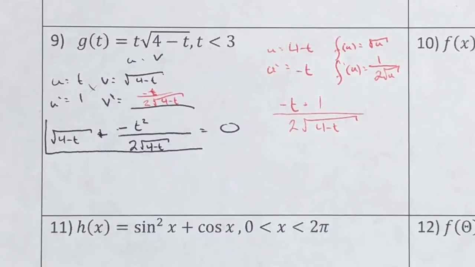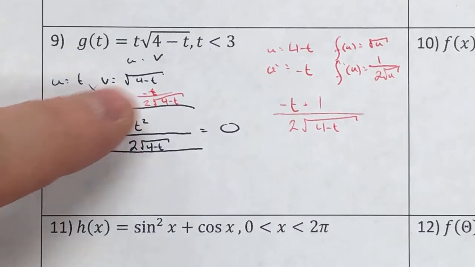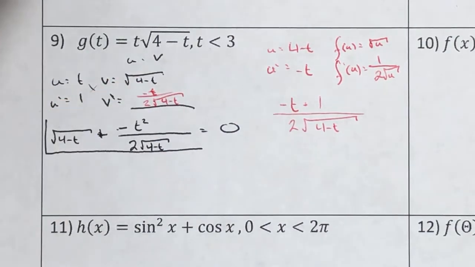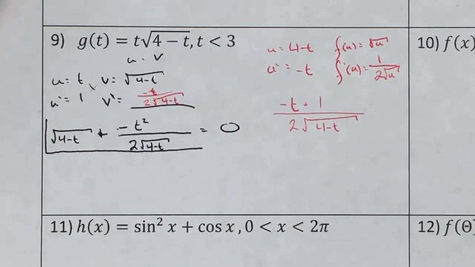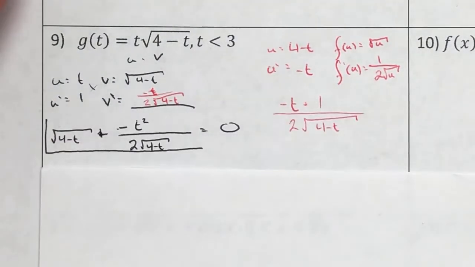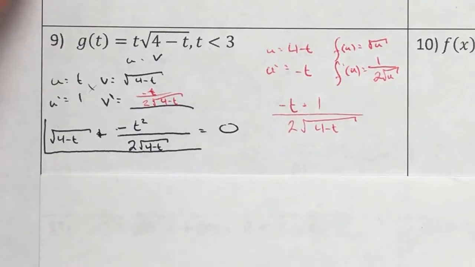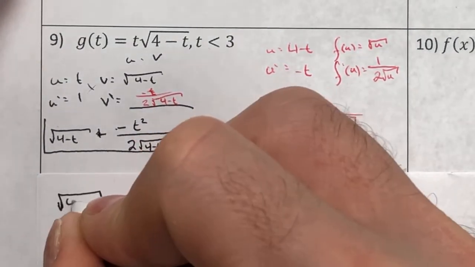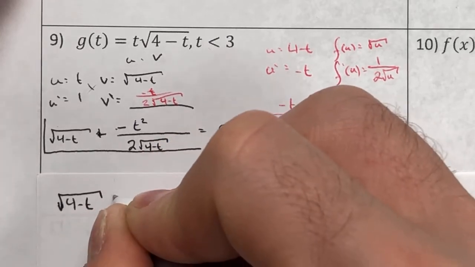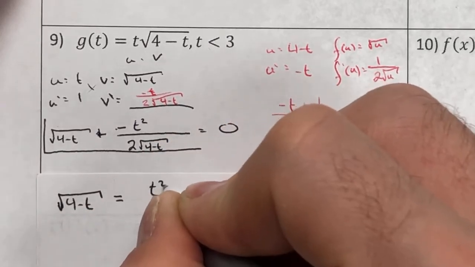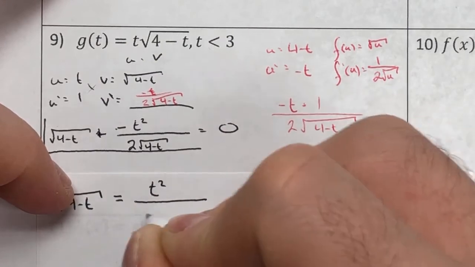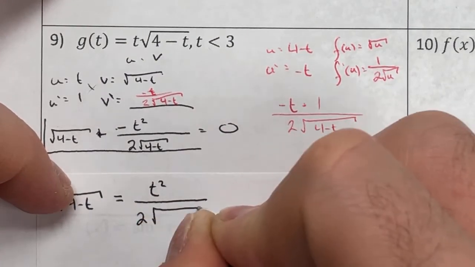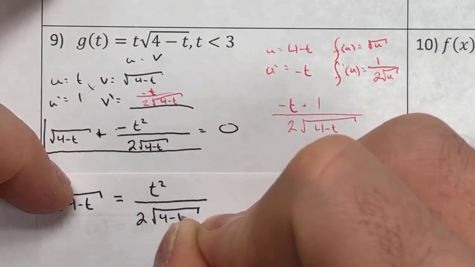So the easiest thing that we could do is add this over to the other side, and that way I have a square root on each side. And before we even continue further, I'm going to expand this just a little bit because we're going to be using up a little more real estate. So I have the square root of 4 minus t is equal to t squared all over 2 square root of 4 minus t.